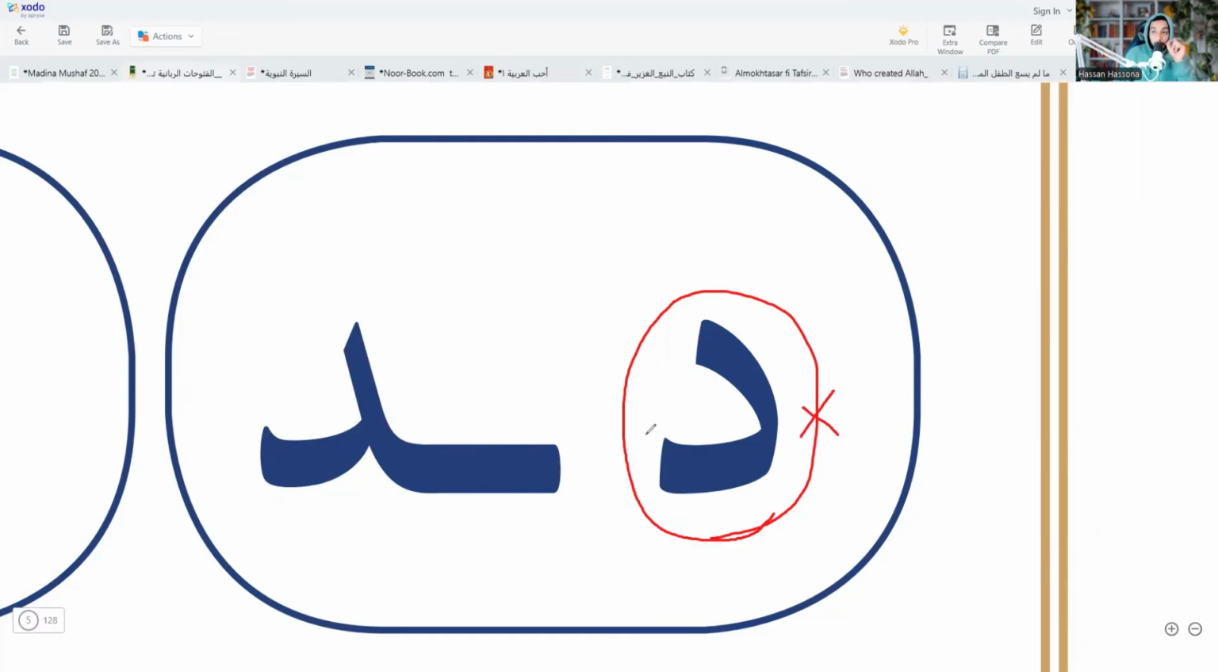Focus with that part, please. Dal never connects with any letters from the left side. That's the left side. Dal never connects from there. But when Dal has a letter before it, it means there is something there connected with Dal from the right side. So Dal, it's easy. It can be connected from the right side, but Dal never connects from the left side.